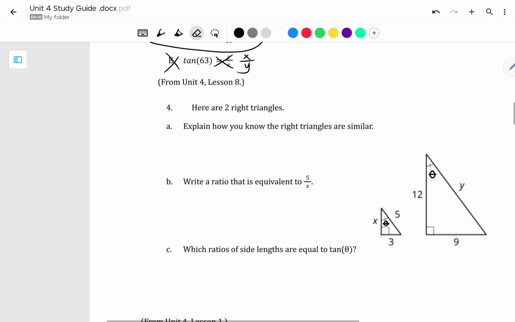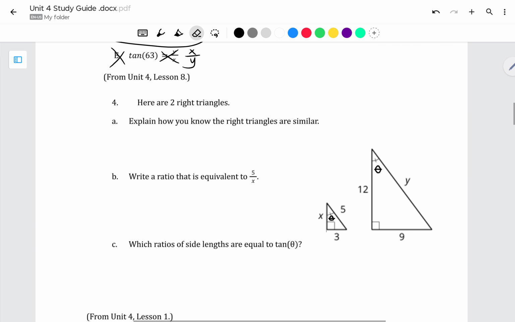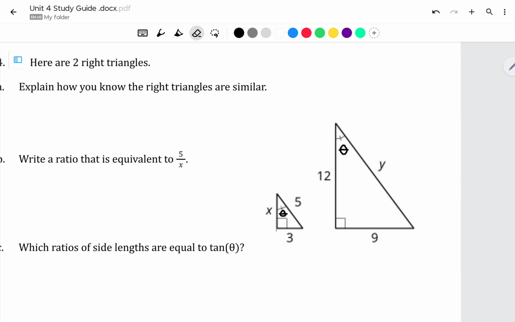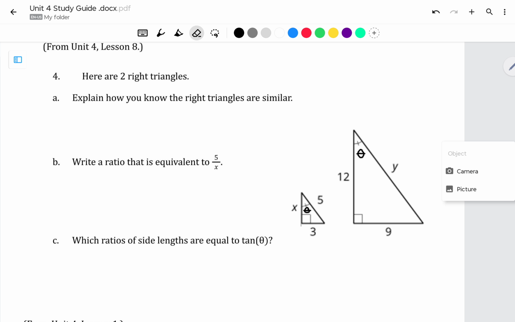Okay. What about this one? Here are two triangles. Explain how you know the right triangles are similar. So we have these two triangles, right? How do you know two things are similar? How do you know two triangles are similar?